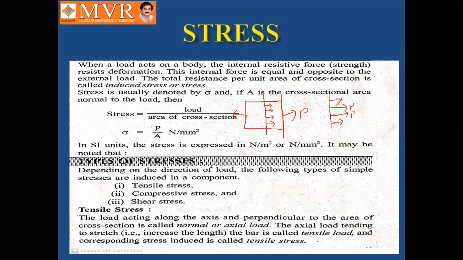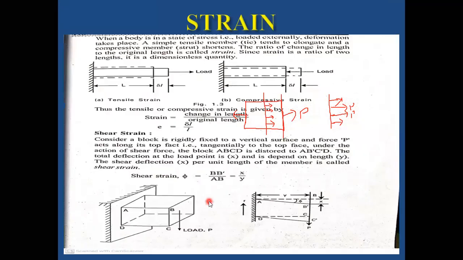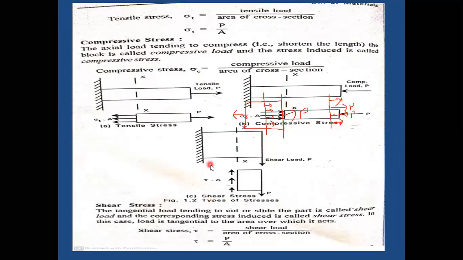Next, types of stresses, as we know: tensile stress, compressive stress, shear stress. If you consider a tensile load, then a tensile stress is induced within the body. If you consider a compressive load, then a compressive stress is induced within the body. In case of shear load, shear stress will be induced. So the kind of stress depends upon the type of load.